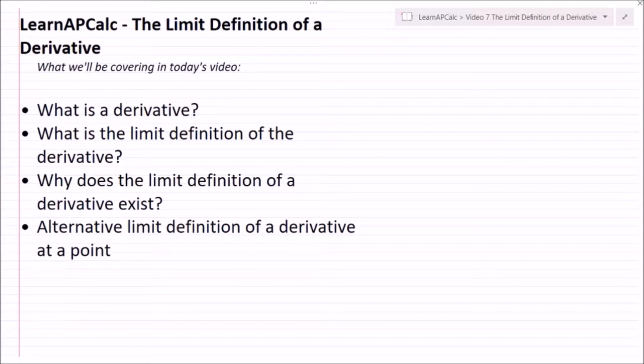In this video, we're going to talk about the limit definition of a derivative. So I've been talking about limits, now we're going to apply that to the limit definition of a derivative. So we're going to talk about what is a derivative, what is the limit definition of a derivative, why does the limit definition of a derivative exist, and the alternative limit definition of a derivative at a point.